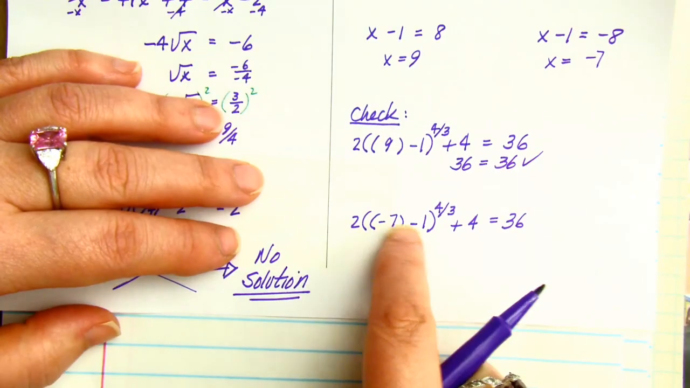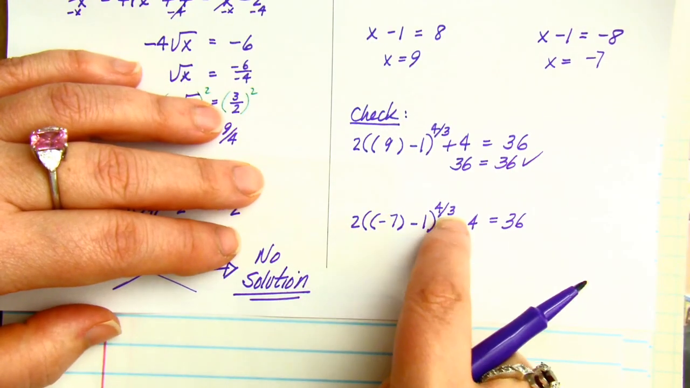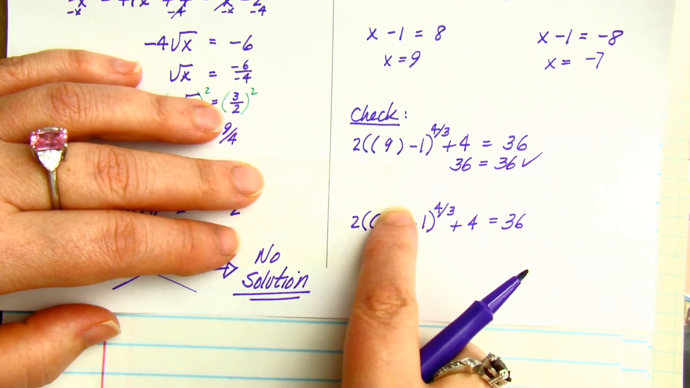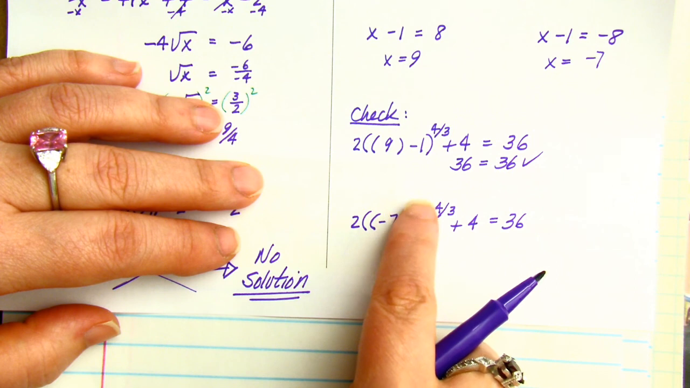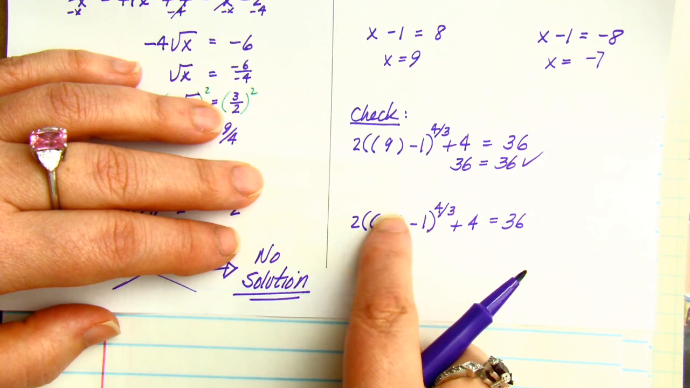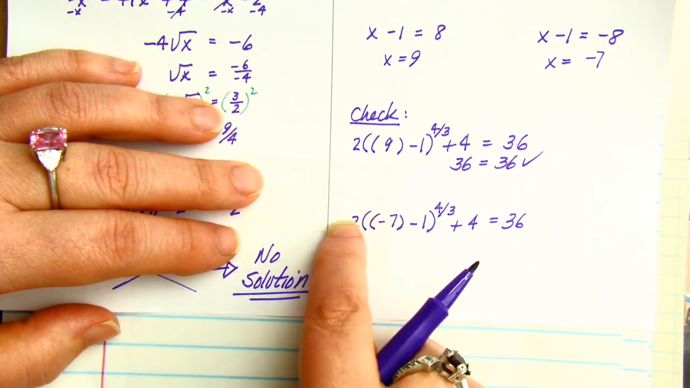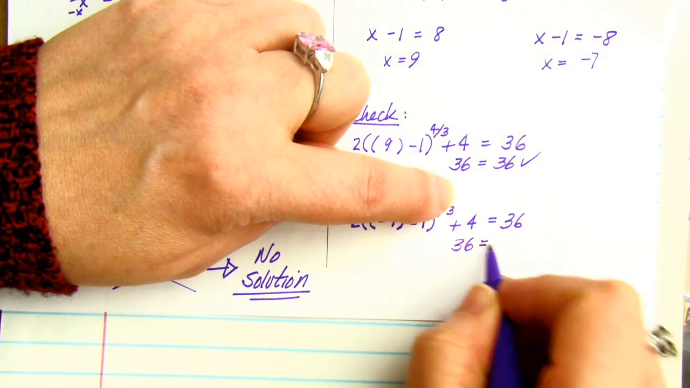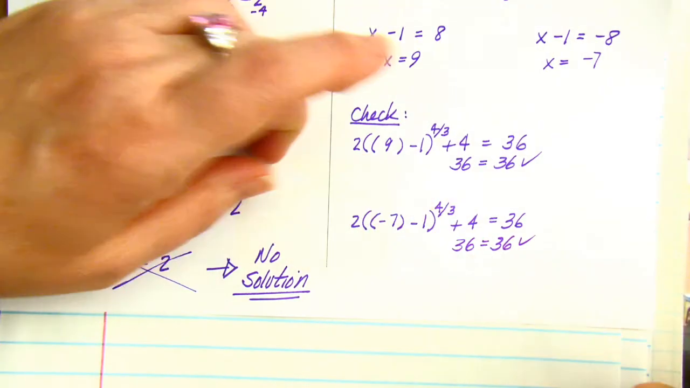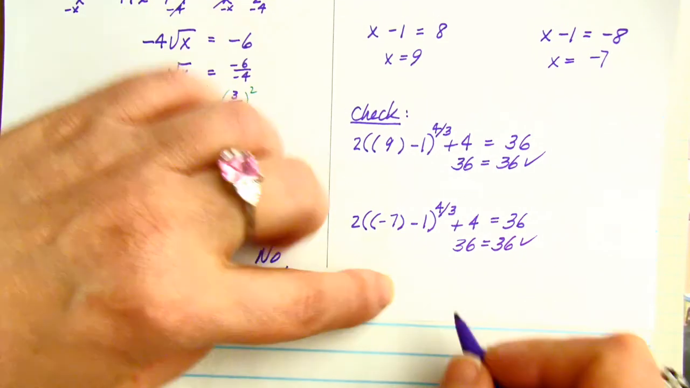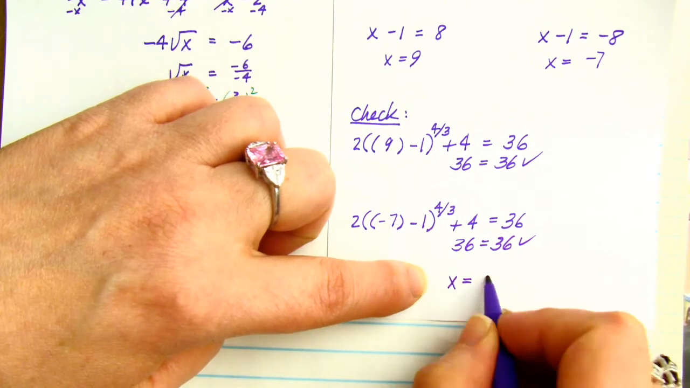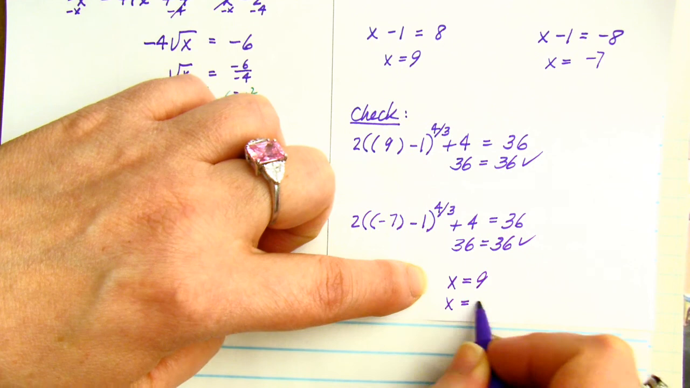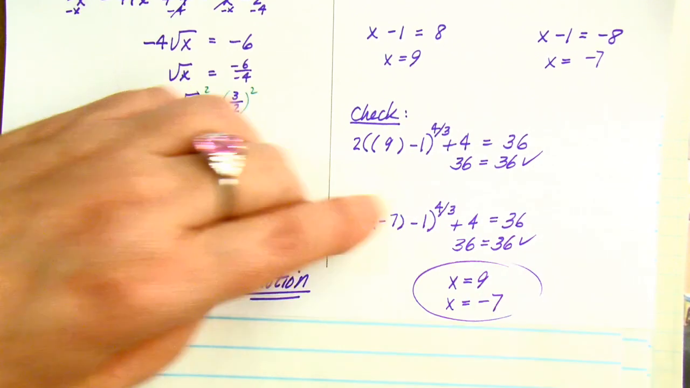Negative 7 minus 1 is negative 8. Folks, the cube root of negative 8 is negative 2. Negative 2 raised to an even exponent is going to be positive. This is positive 16 times 2 is 32 plus 4 is 36. That works as well. So, because both of my checks work, I conclude that x is 9 and x is equal to negative 7.